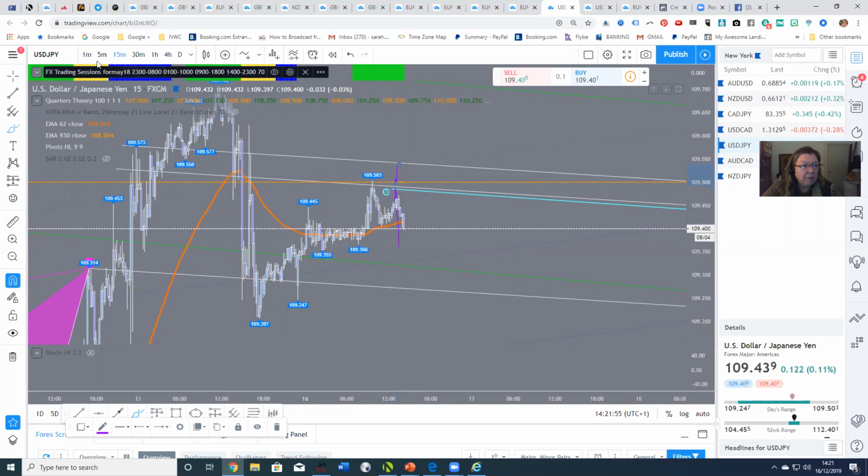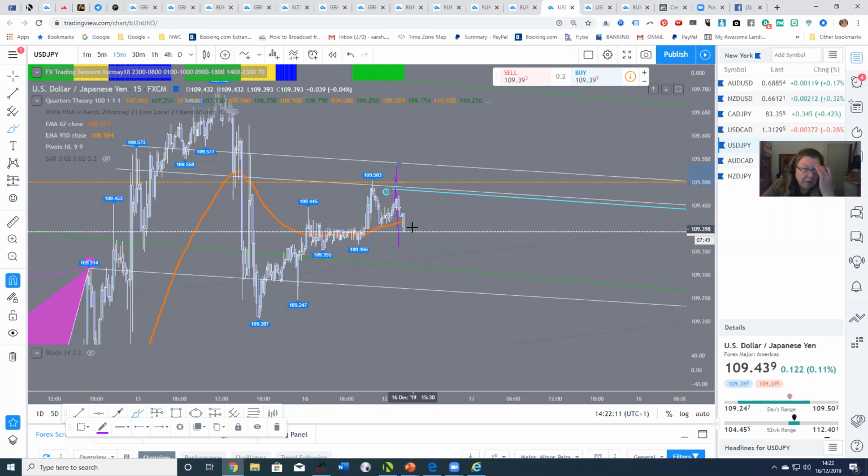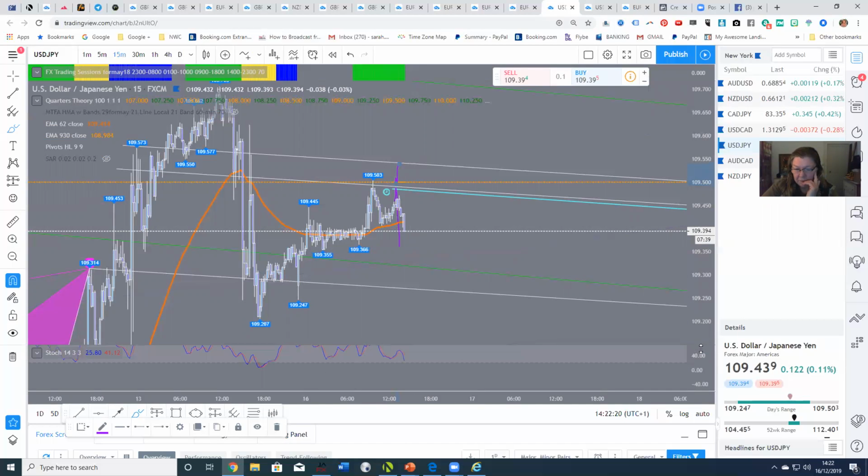So I've just missed my setup on that because I had it marked for a break and a retest to go on up, or a rejection off a break and a retest to come down. So it's a bit late for me to enter because I like a 10 pip stop loss. You can see that is moving down, and it's coming below the 62 quite fast. Let's put on our SAR.